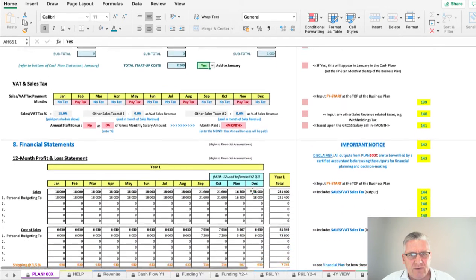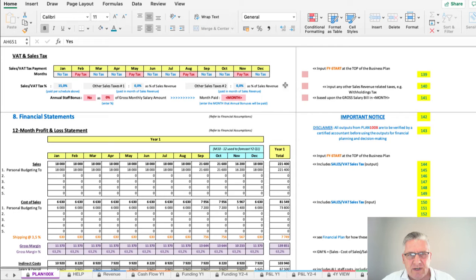So moving down to the next input for the quick start is tax, VAT and sales tax. And here what we need to indicate firstly is the months you pay your sales tax. In some countries you don't have to pay every month. You still pay your tax, but you don't have to submit every month. You submit every second month. In some countries every third month. So here you'd simply indicate if you're paying tax in the month. What Plan100X does, it looks at this input here, and then it calculates the tax payable for you in the certain month. So no surprises.